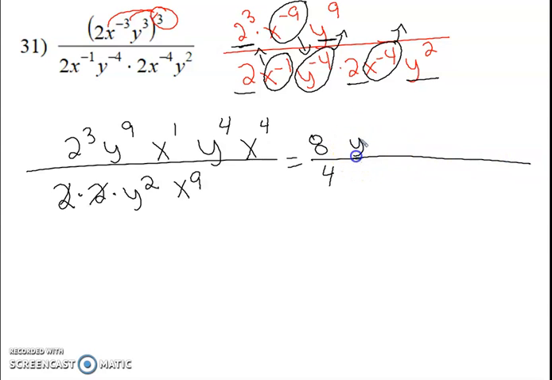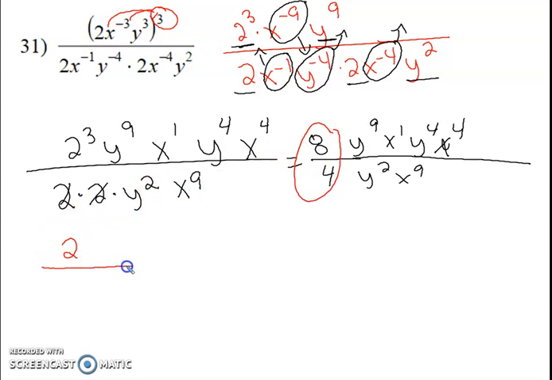I'll write all this stuff out again, just so we understand that we're keeping everything. X to the 4th, y squared, x to the 9th. So I can simplify my coefficients. 8 divided by 4 is 2 over 1. I don't really need the 1. Y to the 9th, x to the 1, y to the 4th, x to the 4th, y squared, x to the 9th. Now what can I combine?